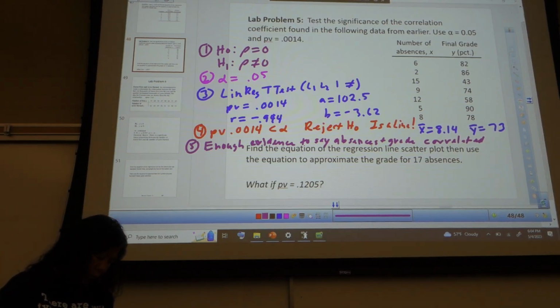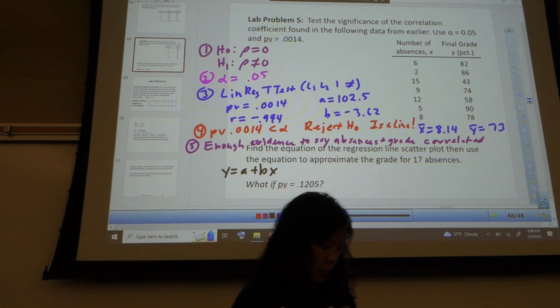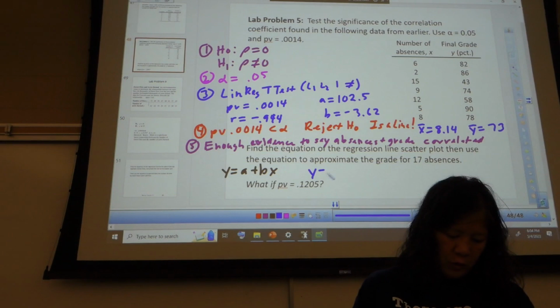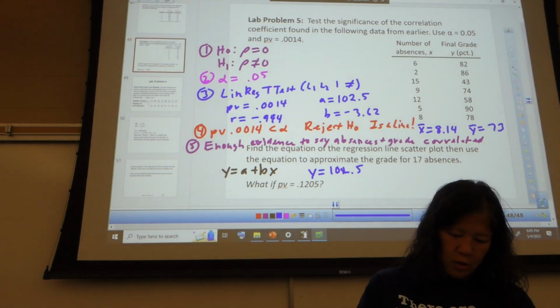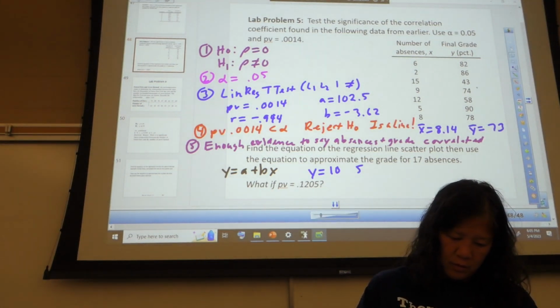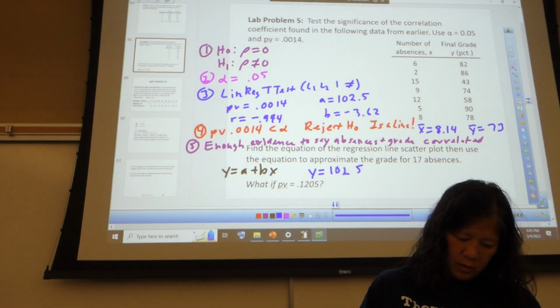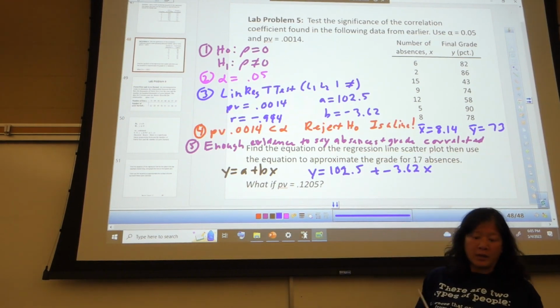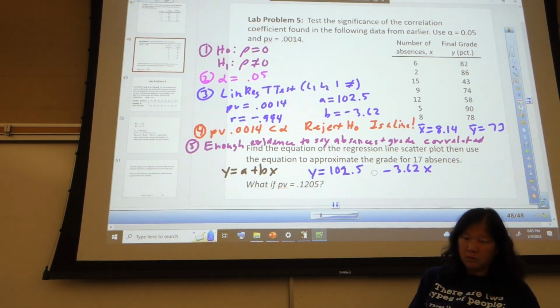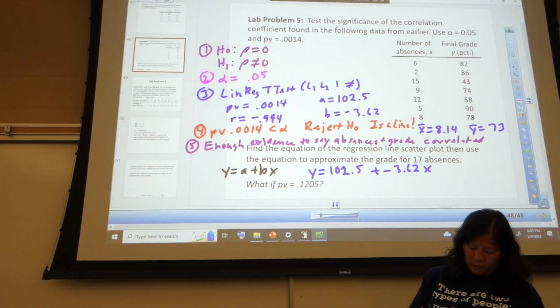So this is y equals a plus bx. We have our a is 102.5, our b is negative 3.62. So we have y equals 102.5 plus negative 3.62 times x. When you add a negative, it's the same thing as just subtracting it, so I could just take out that negative there. I'll leave it there for people's sake.